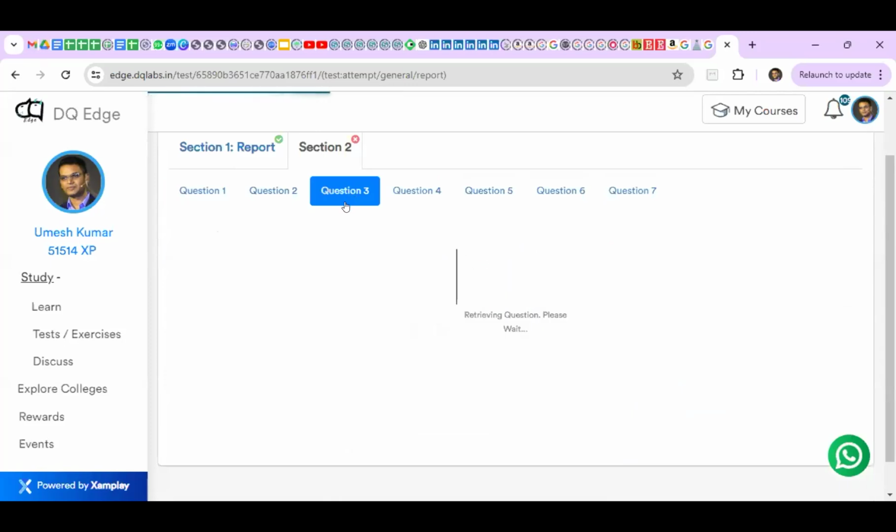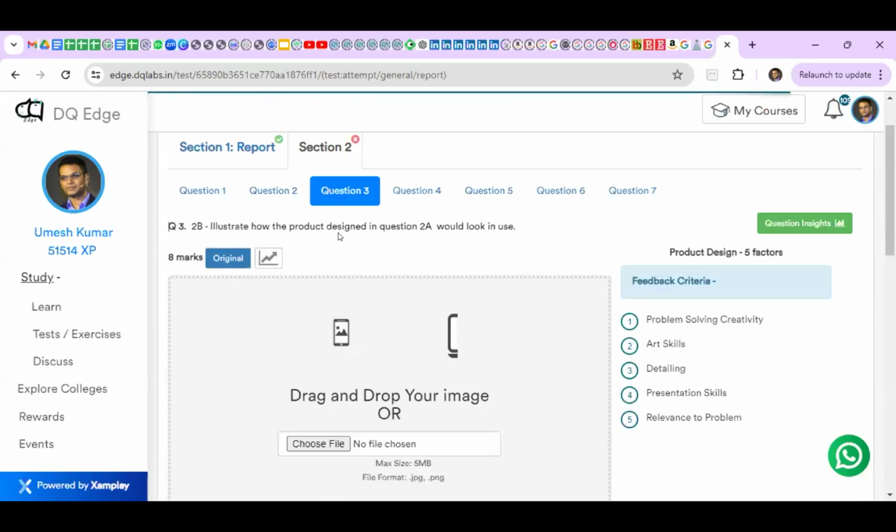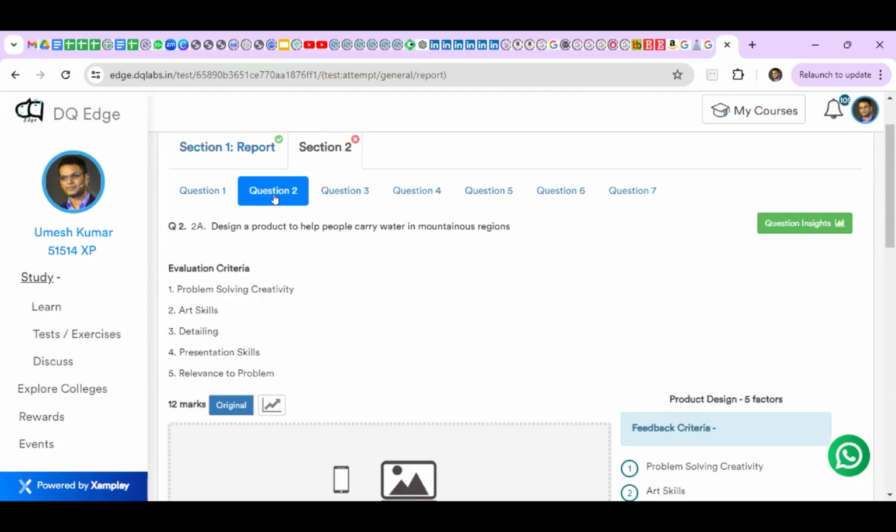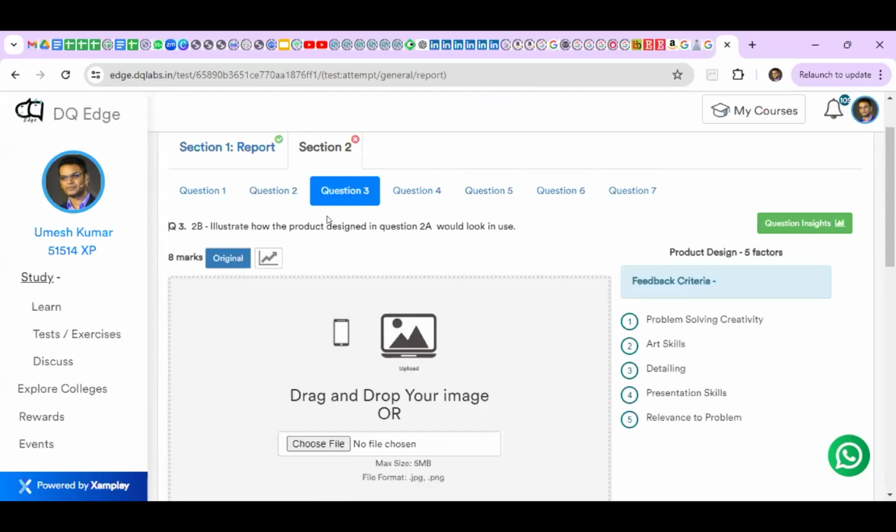Okay, let us go to question 3. Illustrate how the product designed in question 2A would look in use. So here they're asking about designing a product to help, and then an illustration of that particular product is required here. And this is for 8 marks.